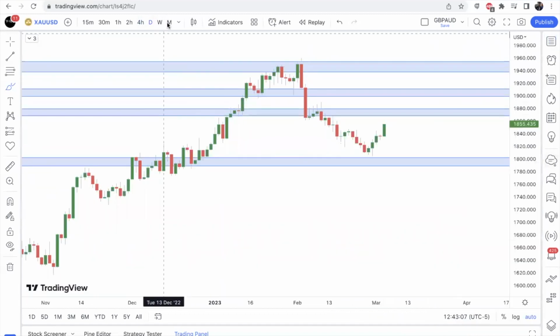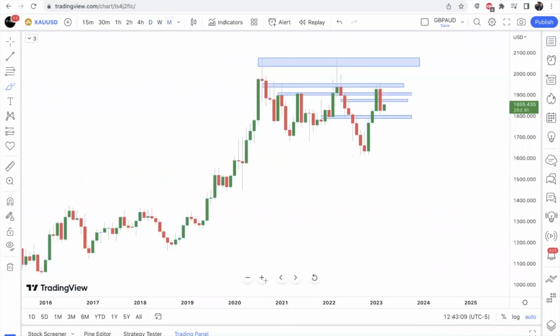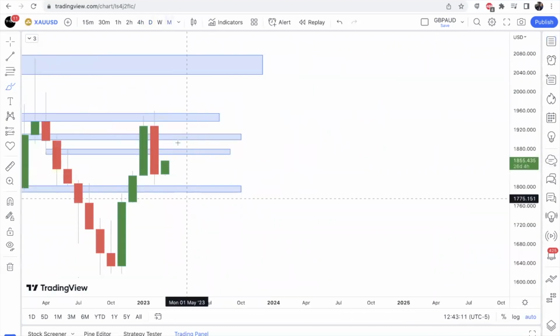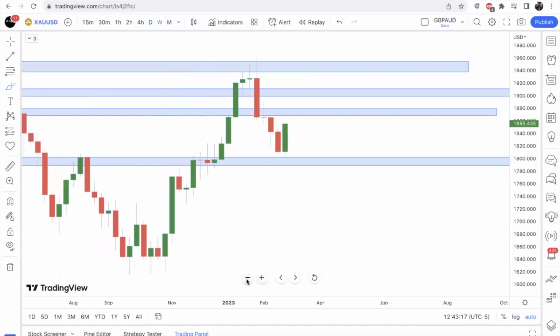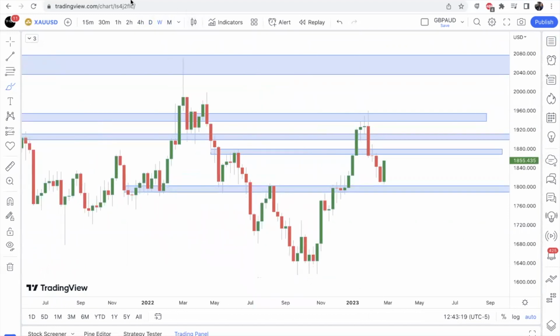Gold. So same thing on gold. We can see on gold, we had a nice bearish rejection. All right. Not too much of an engulfing, but a strong rejection on the monthly. All right. So if we look at this now, even on the weekly, strong rejection.